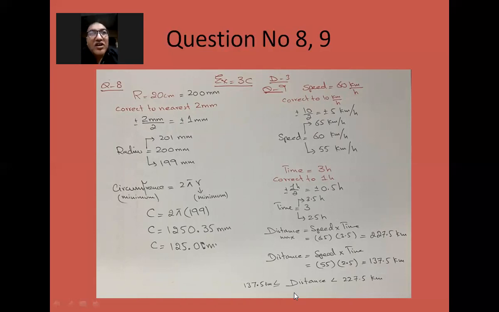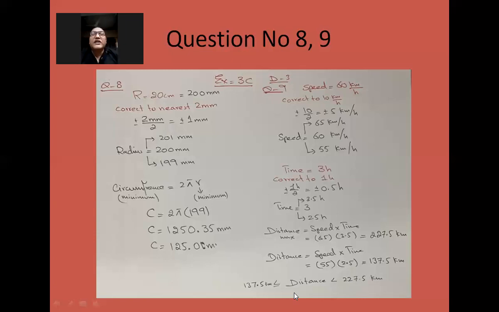Actually, we want to find the circumference. The formula for the circumference is 2 pi r. You want the minimum value of the circumference, so the minimum value of the radius should be entered. The lower bound of the radius should be entered here, because we want the minimum value of the circumference. So C is equal to 2 pi r. C is equal to 2 multiplied by pi multiplied by the lower bound of the radius, which is 199. So I will put that value.